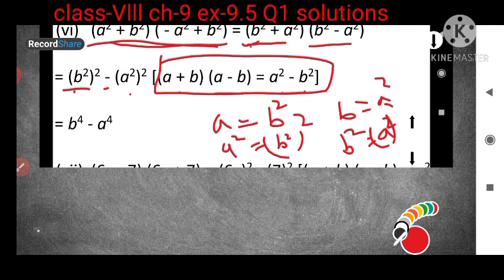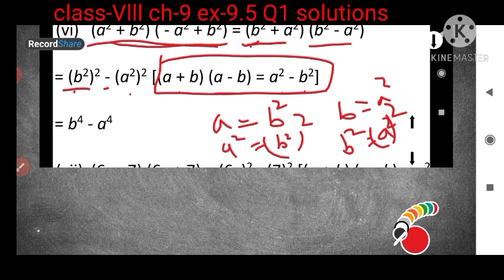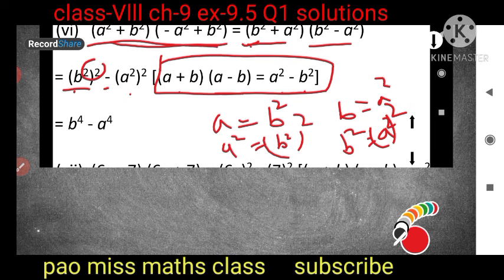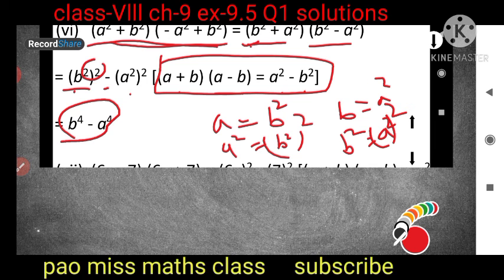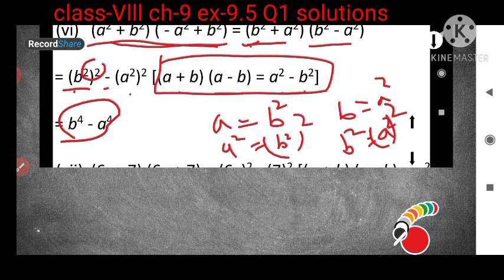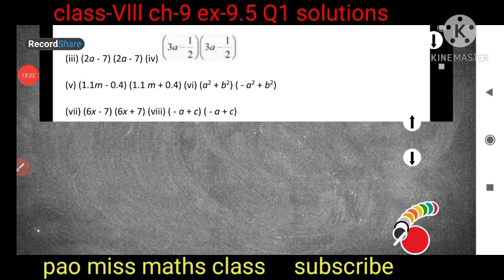So in this way, the square of a square, 2 times 2, gets multiplied, giving 2 to the 4. Then minus a square whole square, again 2 to the 4. So the answer is b to the power 4 minus a to the power 4. That is the answer of question number 6. Now come to the next question. Question number 7 I will keep as homework.